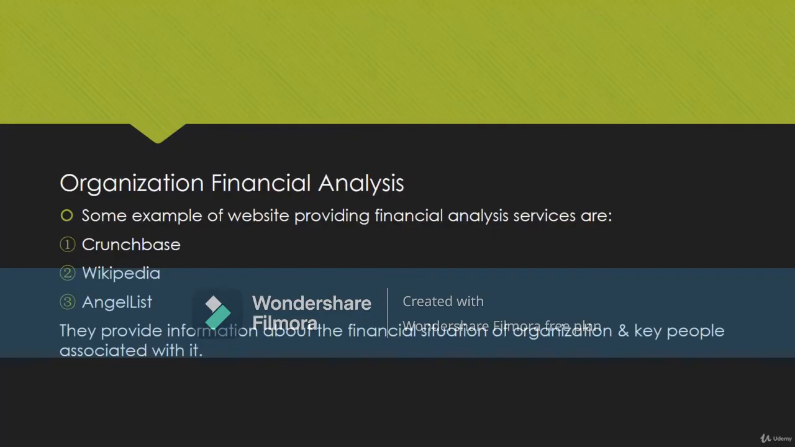The third one is organization financial analysis. There are a few websites via which you can get to know about the financial planning, what mergers the company had in the past, and it would also tell about the current and ex-employees that are working in that company. So here is a very small list where you can get to know about the financial analysis of a company. First one is Crunchbase, then Wikipedia and AngelList. These provide information about the financial situation of an organization and the key people associated with it.